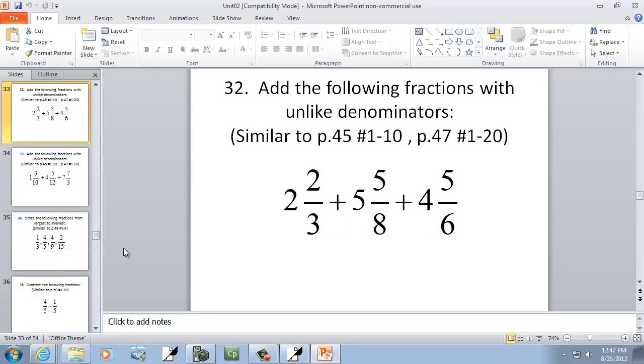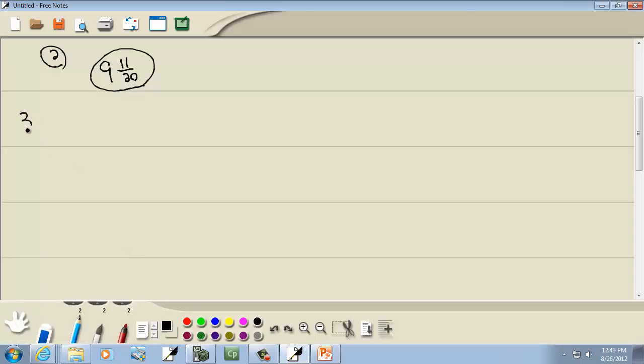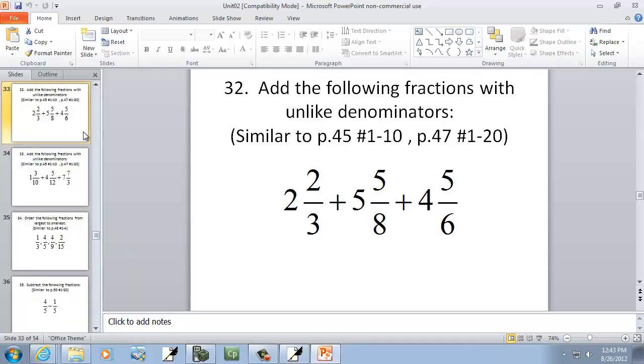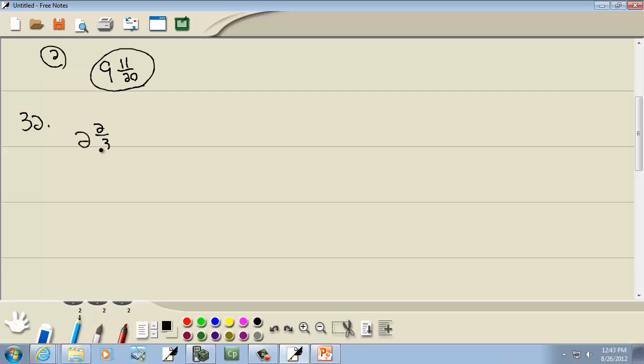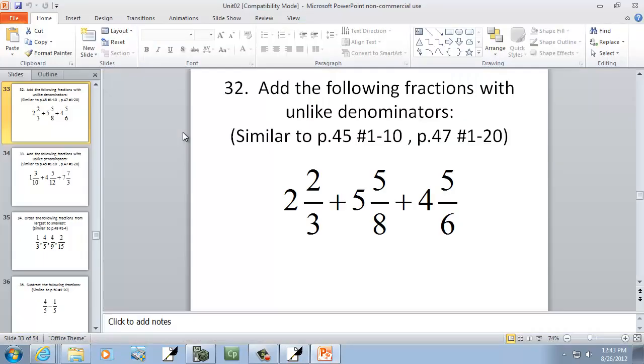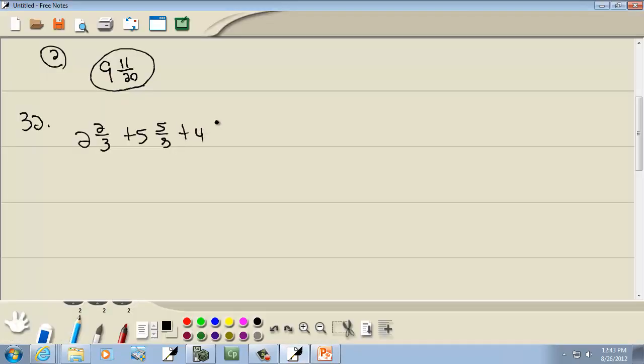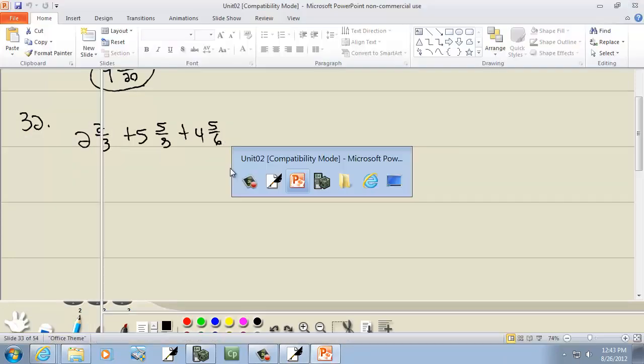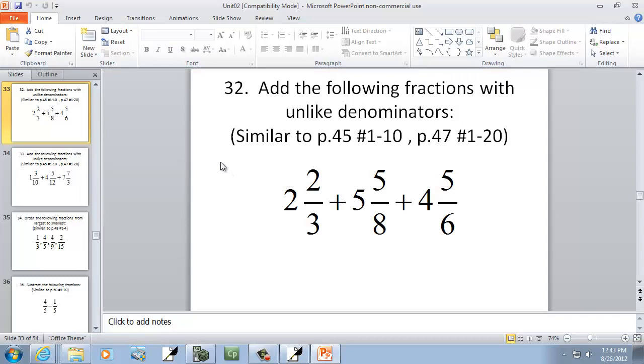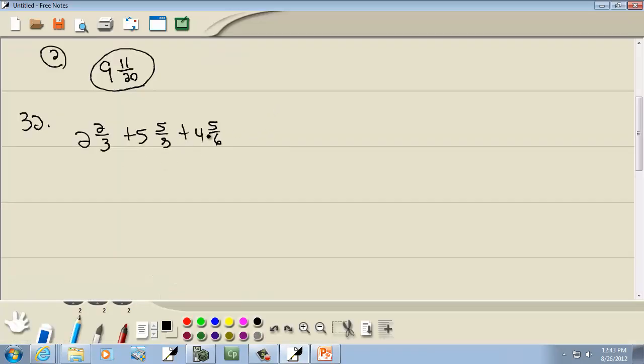Let's take a look at this one. 2 2/3 plus 5 5/8 plus 4 5/6. Add the following. Okay. Well, first thing we have to do is get all these with the same denominator. So we're going to find our least common denominator of 3, 8, and 6, our denominators.